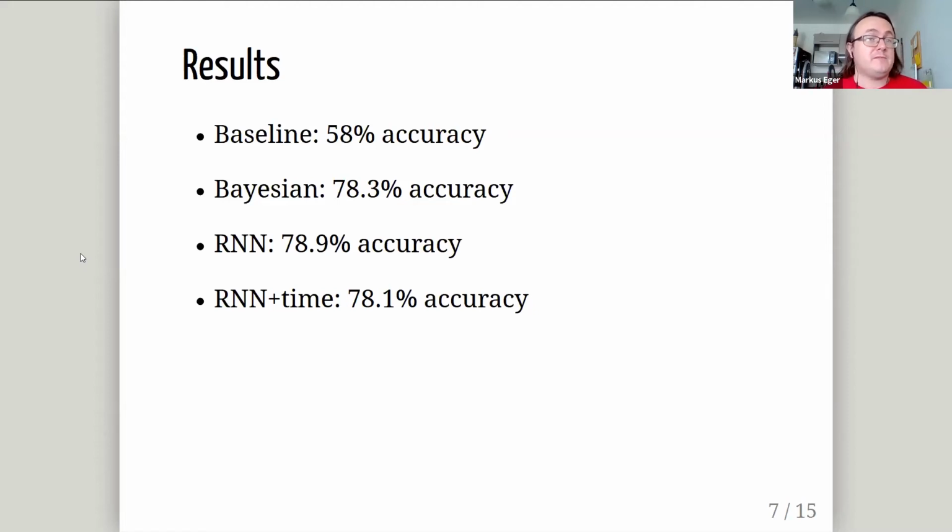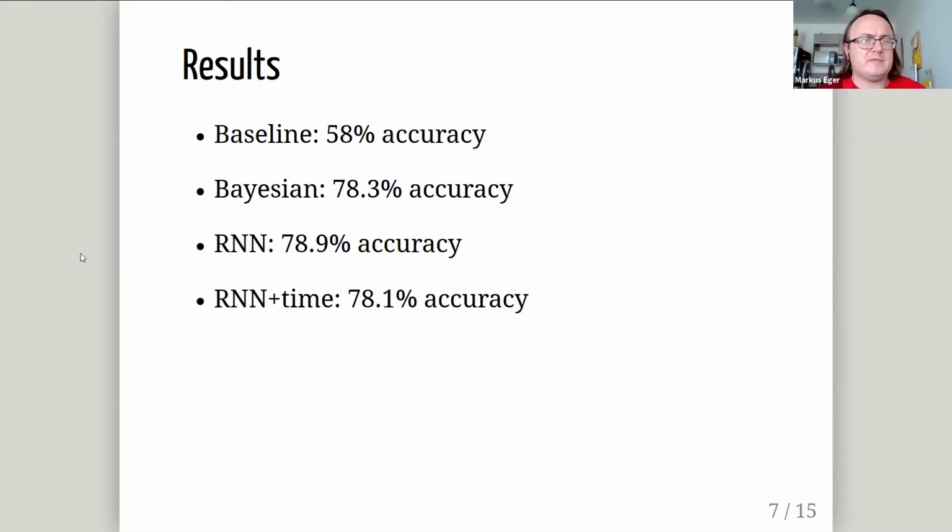We did observe, however, that in the cases where players opt for other decks, we can, using our Bayesian approach, increase this accuracy to 78.3, and with the recurrent neural network even to 78.9. As you can see, these results are very close to each other, and I would not call them distinguishable in any practical sense. Technically, there's a small difference between them, but in practice, they're basically the same.